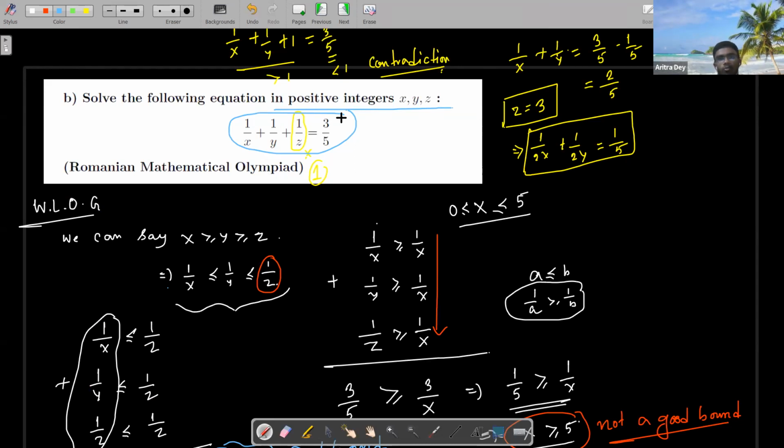Clear? Can I move to the next problem? Anyone have anything to ask from this one?